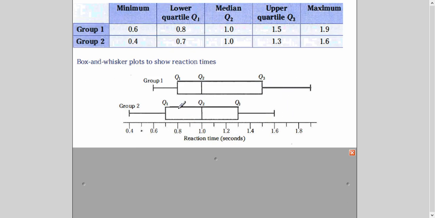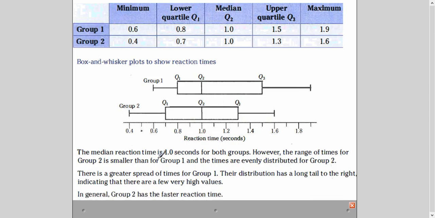In this case, definitely group 2 is better. Their reaction time is less. Their spread is less also. The spread is from 0.54 to 1.6, and it seems more consistent. Whereas if you see group 1, this is bigger. It is varying a lot. This side is longer, right? So this shows that group 2 has better reaction time, and they're more consistent compared to group 1. Let's see the comments written here.